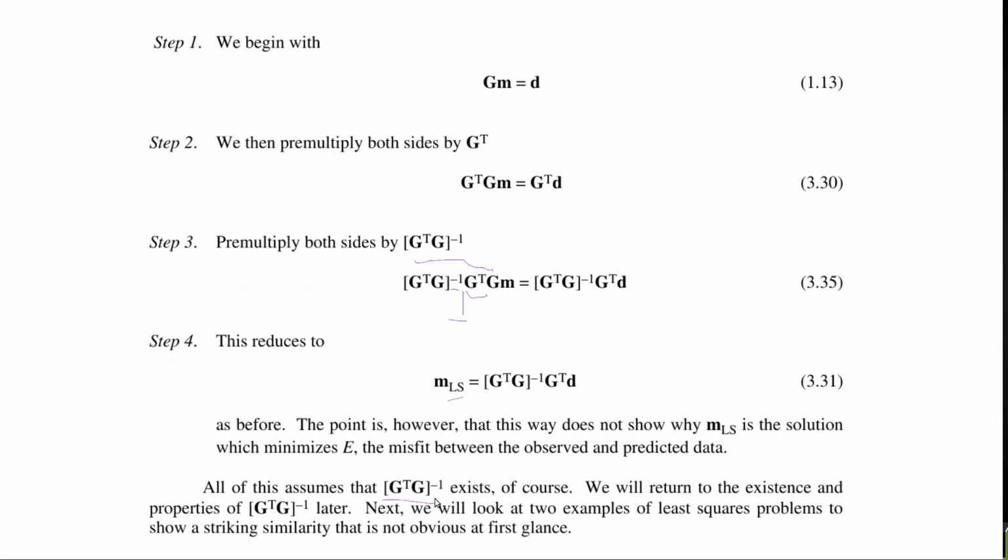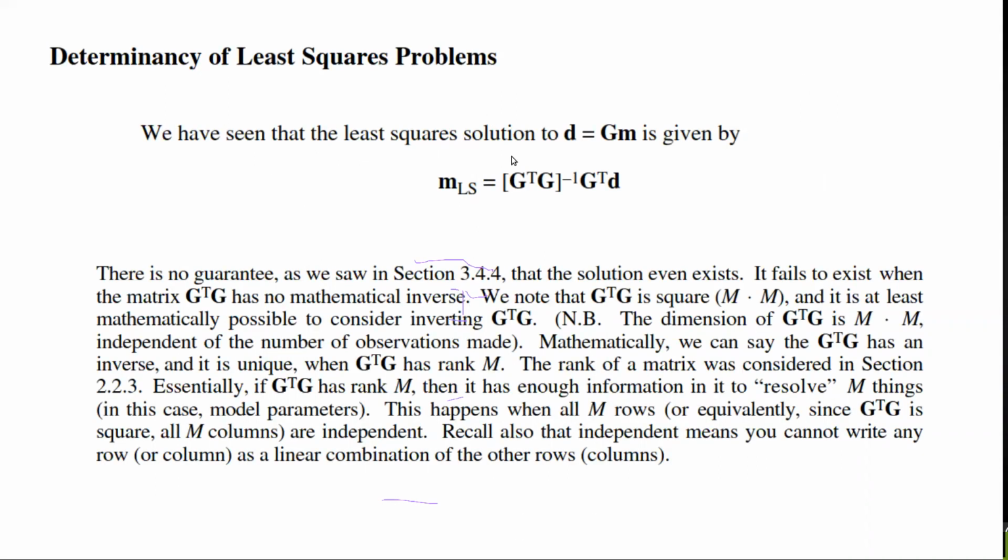Okay, so it's still possible that it doesn't exist. The inverse doesn't exist for sure if the columns of G are not independent. So if they are dependent columns, then for sure it doesn't exist. Okay, and so this is some determinacies of the least square problem. So yeah, we have the least square solutions, and we want to determine if G transpose G exists or not.